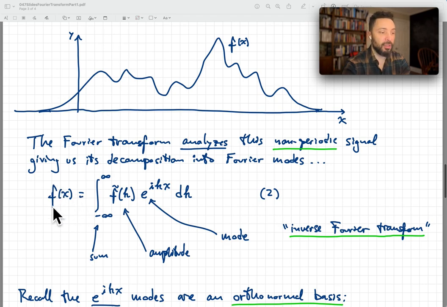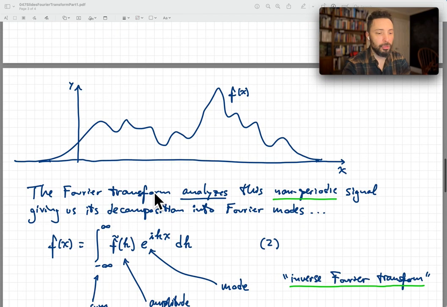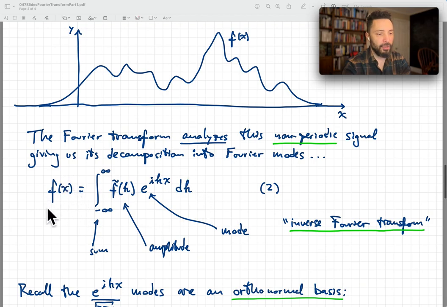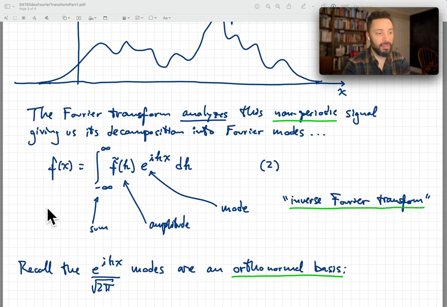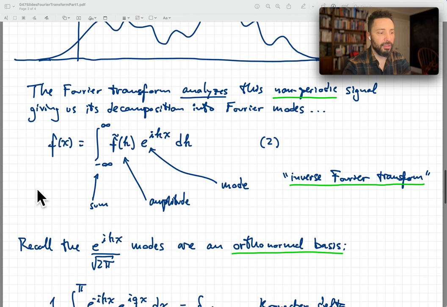So here we're reconstructing the function from its analysis. And in fact this is what I like to say, this is the analysis step. We analyze our function and we obtain the Fourier modes, the amplitude of each Fourier mode. So this is the Fourier transform, what I call equation 1, and what I call equation 2, next over here, is the inverse Fourier transform. It's the synthesis side. So we have an analysis side and a synthesis side, and this is what we obtain instead of a Fourier series that we had in the discrete case or in the finite interval case.